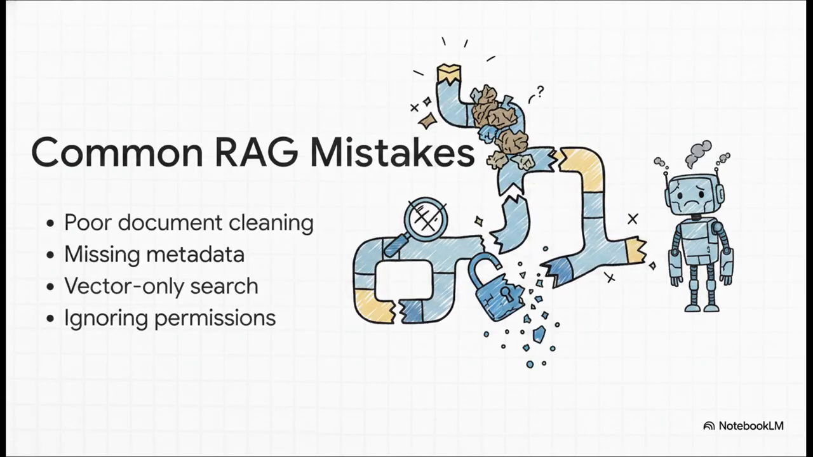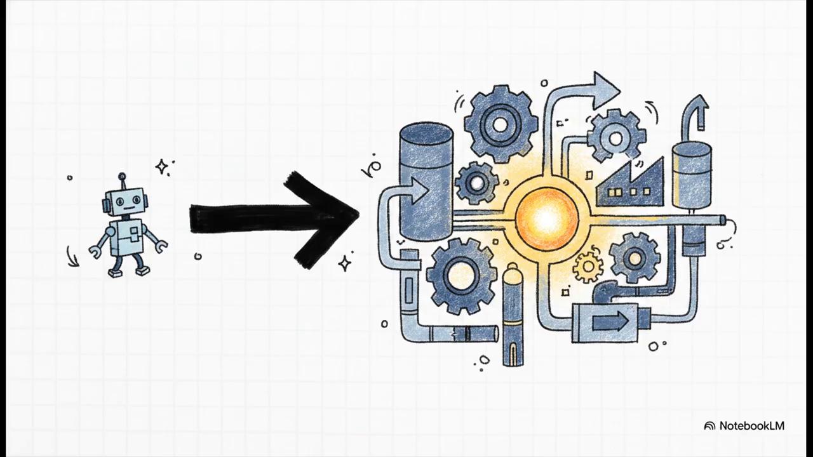And honestly, without observability, you will inevitably fall into some incredibly common architectural mistakes. Let's rapid fire through them really quick. Poor document cleaning that just brings in a ton of noise, having no metadata which completely ruins your filtering, relying on vector-only search and then totally failing on technical queries, ignoring permissions and leaking sensitive data, or, my favorite, simply dumping way too much context into the prompt, confusing the model, and absolutely skyrocketing your API costs. Don't do these.